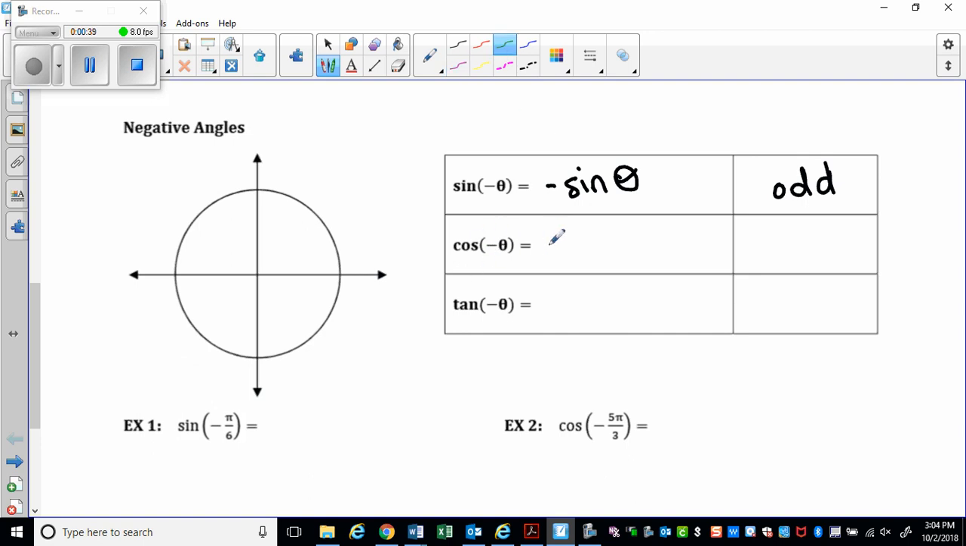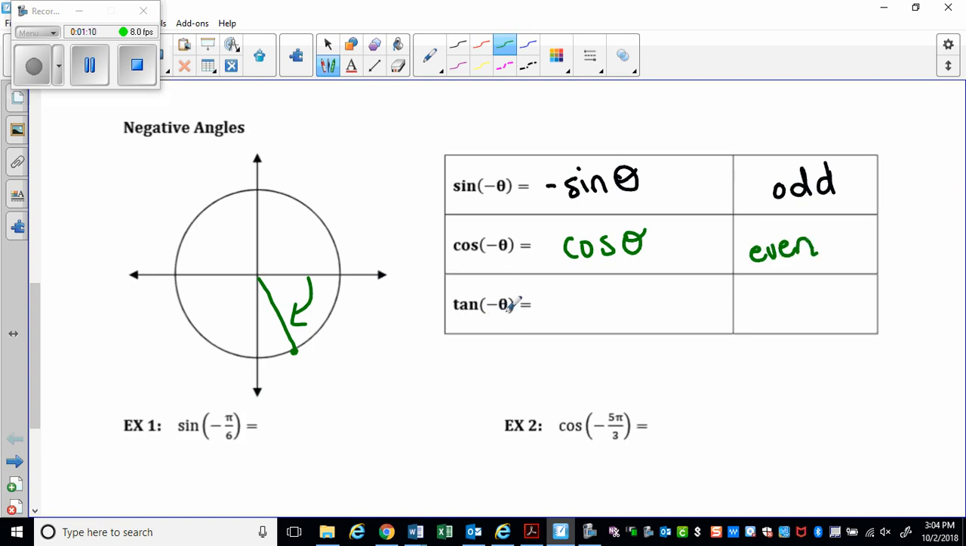Cosine of negative theta is just cosine of theta. Because remember, if we have like negative pi over 3, that's about right here. Negative pi over 3 means we're going to go clockwise. And remember, in this quadrant, cosine, our x values, are positive. So my cosine is not going to change. And remember, this means that it is an even function.